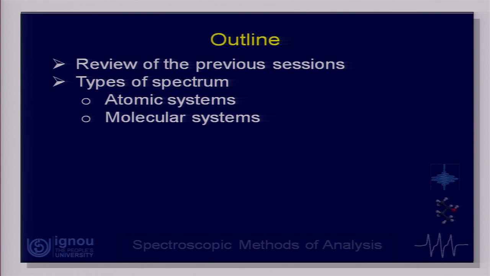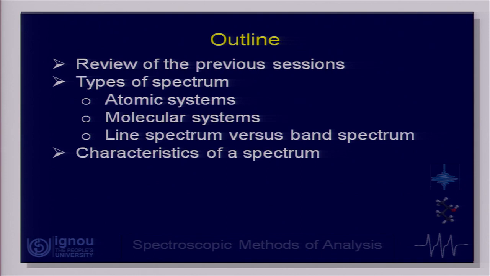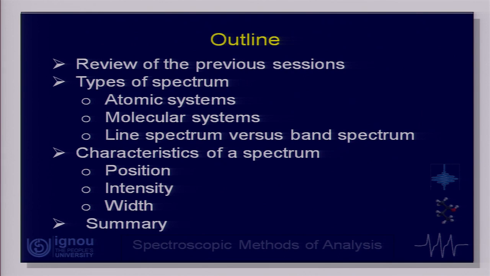Having done that, we will talk about the origin of line spectrum and the band spectrum. We will try to compare the two. Thereafter, we will move on to the characteristics of a spectrum. We will try to see what kind of spectra are there and how we characterize them. In this context, we will talk about the position, the intensity and the width of a spectrum. We will try to define what they are, and then we will talk about the factors which make them arise. And then towards the end, we will try to sum up what we do in today's session.